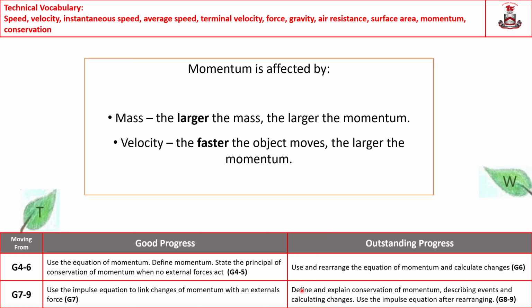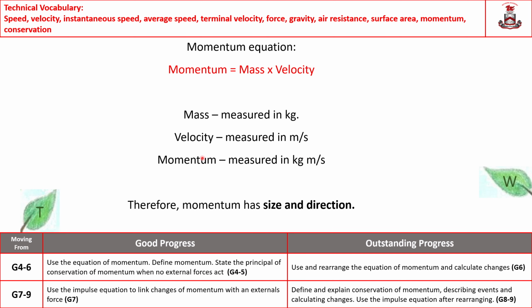Okay, so that's pretty straightforward. But the next one is we need to know this equation here. Momentum equals the mass of that object times by the velocity of that object. Now, mass is measured in kilograms. Velocity is measured in meters per second. So the unit that you use, okay, is kilogram meters per second.